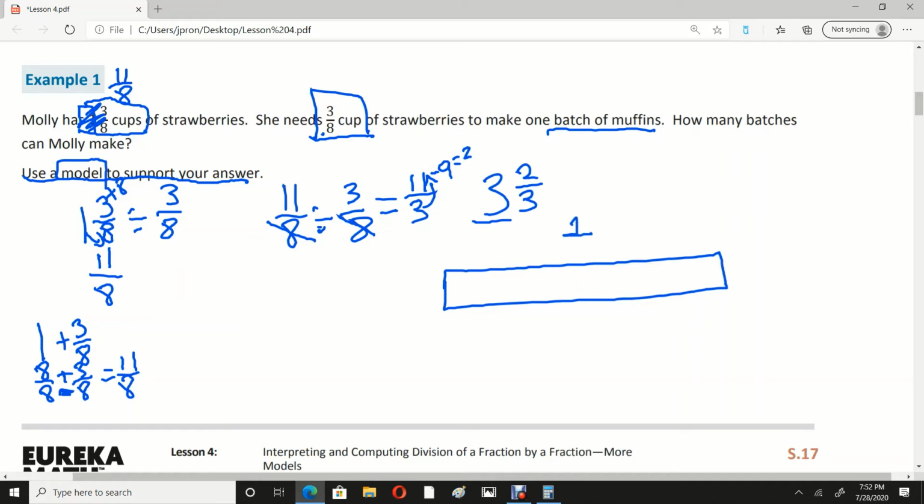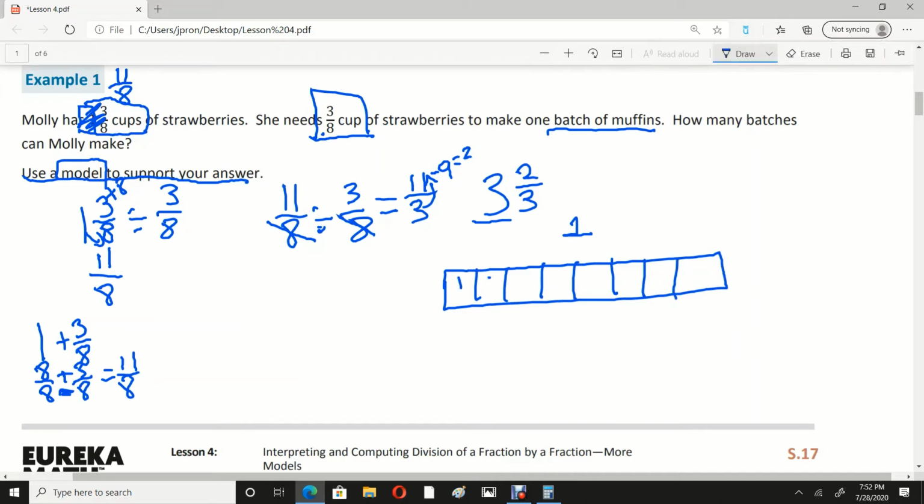Or if we divide this up into fractions, we're going to divide it into eighths. So 1, 2, 3, 4, 5, 6, 7, 8. And these will have 1, 2, 3, 4, 5, 6, 7, 8 parts of a whole. Now, how many parts of the whole do we have? We have 11/8, right? So 8/8 isn't enough.